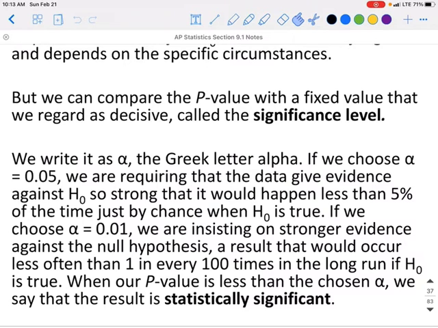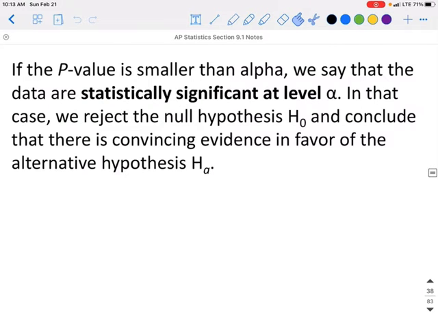When our p-value is less than our chosen alpha, we say that the result is statistically significant and we can reject our null hypothesis. So if that p-value is smaller than the alpha, we say the data is statistically significant at a level of whatever your alpha is, whether that be 0.01 or 0.05 or some other level that you choose. In that case, we reject the null hypothesis and conclude that there is convincing evidence in favor of the alternative hypothesis.